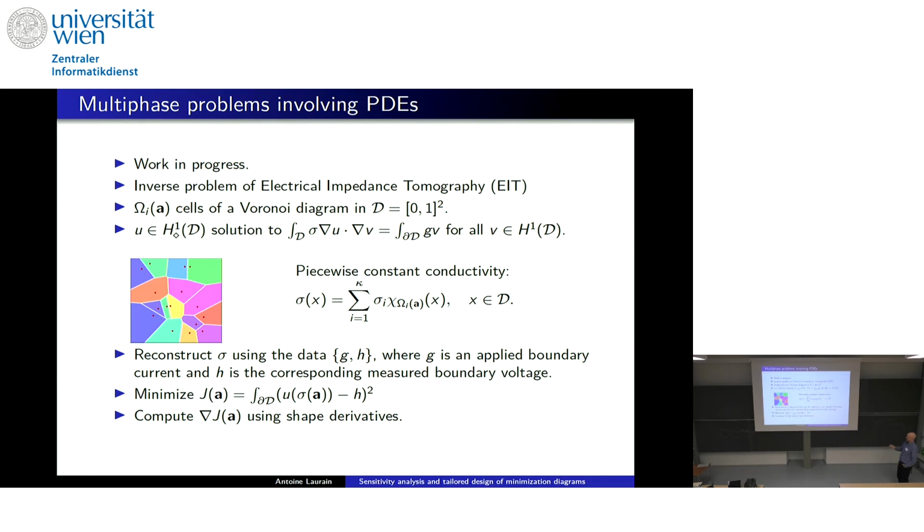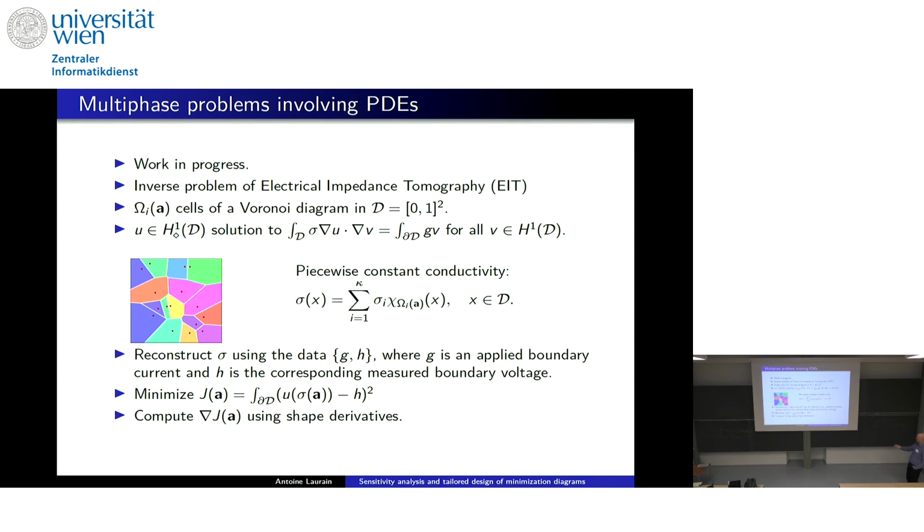So let's say you have your domain D that is divided into cells, so it's the square here. So it's always the same figure. You can see here the sites. And then you have a piecewise constant conductivity sigma. So sigma is equal to a different constant in each of these cells. Okay? And U is the solution of a Neumann problem here, with the G on the right-hand side, which is an applied boundary current.